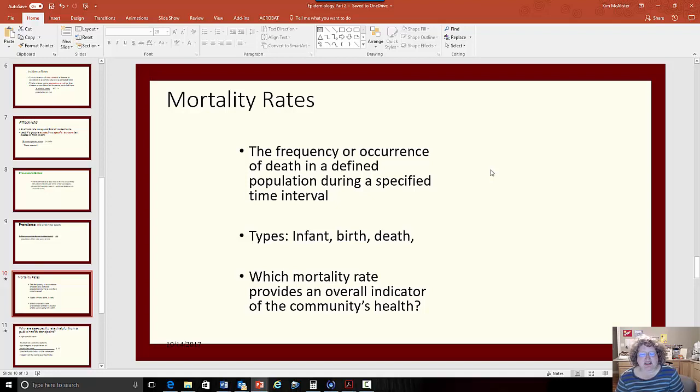Now, the next question that I have on here says, which mortality rate provides an overall indicator of a community's health? The infant mortality rate is the biggest indicator, the one that we track the most, that tells us the health of a population. The United States is in a unique position. For those who have access to it, we have unbelievable health care in this country. We have medications and treatments and state-of-the-art equipment and screening tools and hospitals and so forth.